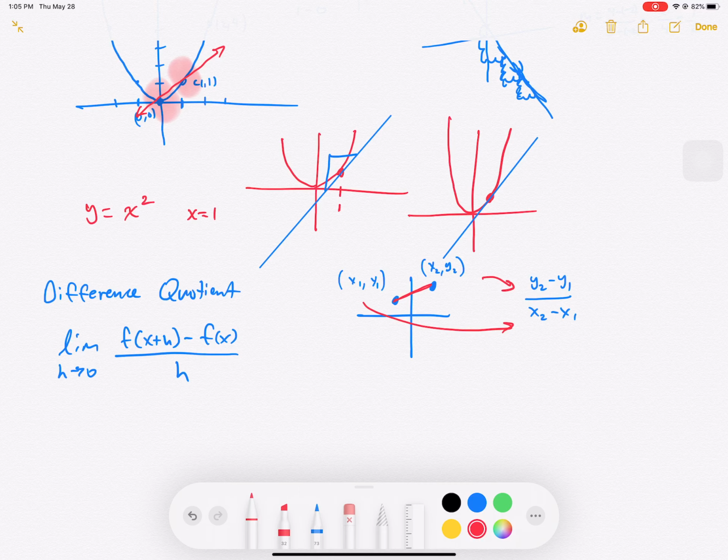Now to simplify this, mathematicians said, instead of saying x2 minus x1, isn't that just some difference, how far they are in one direction? So they just said h is really x2 minus x1. How far do you want the first point to be from your second point? So for this part here, the h is really x2 minus x1. It's really our x values.